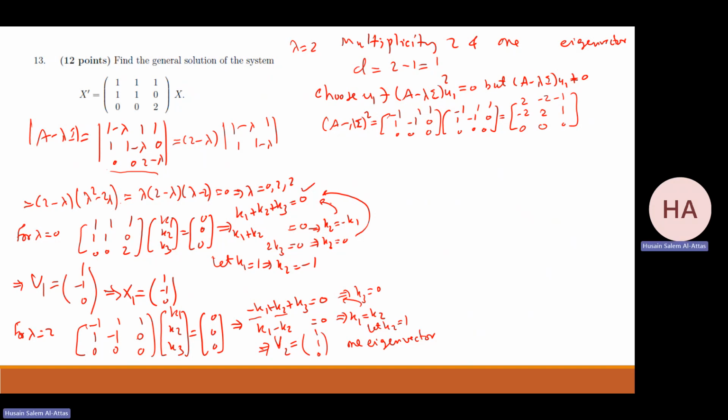Okay. So now how to choose U1? I need to choose U1 in a way that I get 0 here. So I think I can choose U1 equal what?